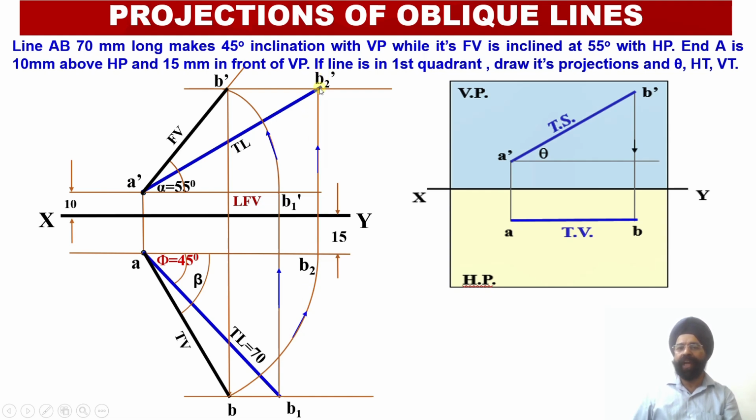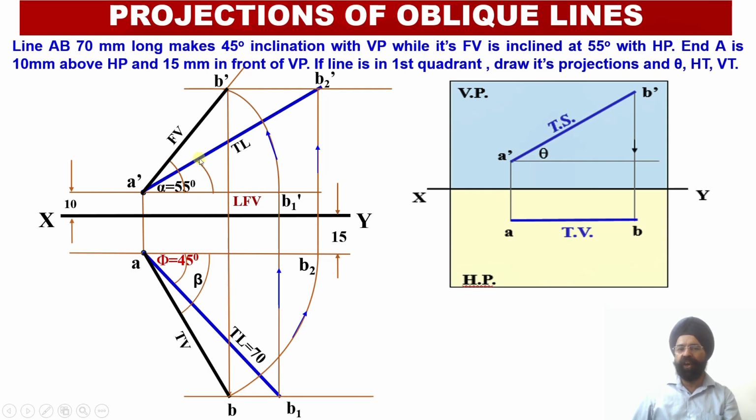Otherwise, what I could have done, I could have put my compass needle over here, open compass equal to 70 millimeter, and mark the length AB2 dash over here, 70. But then the verification would not have been possible.